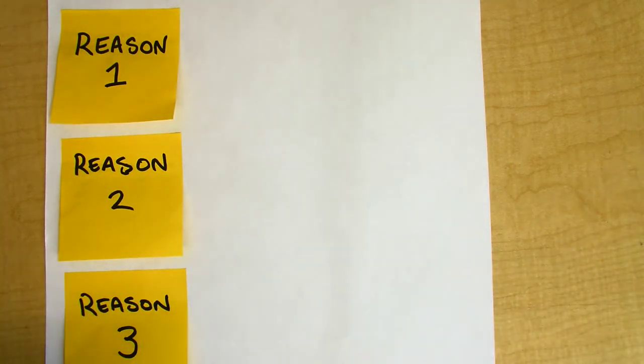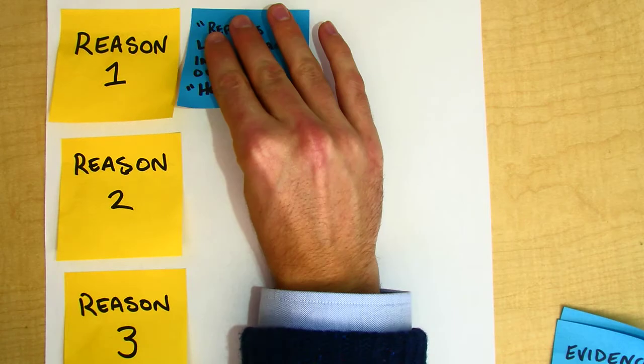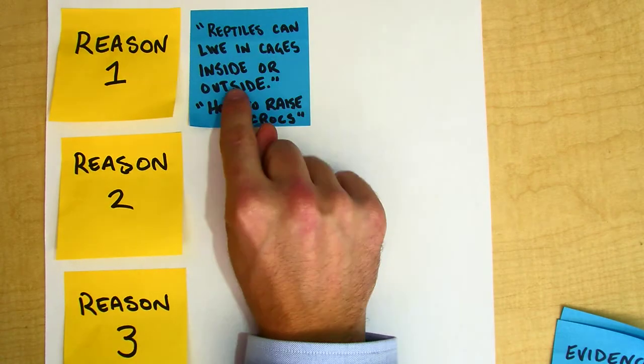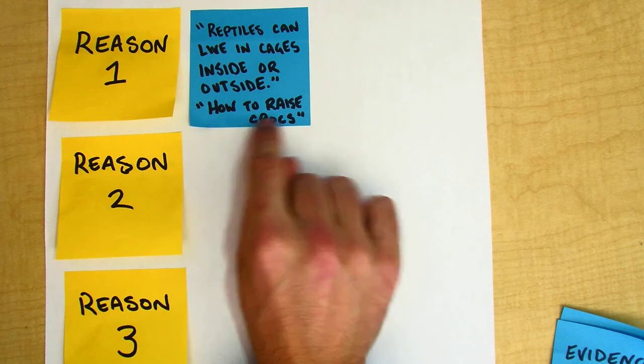What you should do after you've come up with your reasons is start thinking about how you can plug in your evidence. So I went into my notebook and I started to find some evidence that supported my reasons. The first piece of evidence I found is that reptiles can live in cages inside or outside. And I got this from an article that was called How to Raise Crocs.